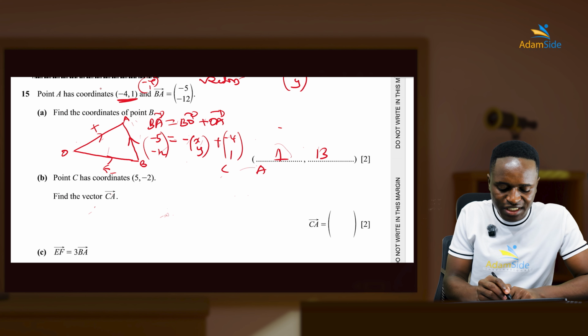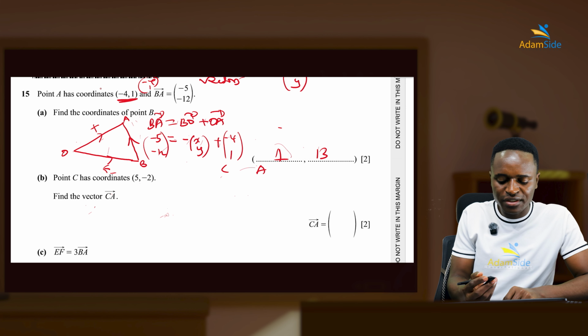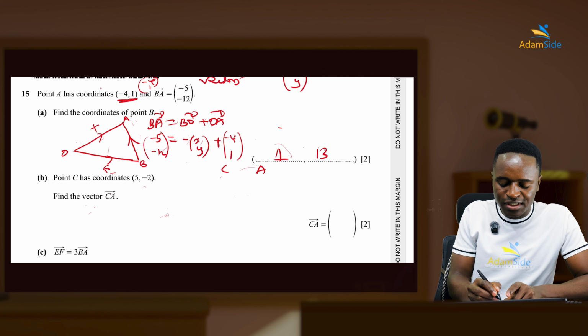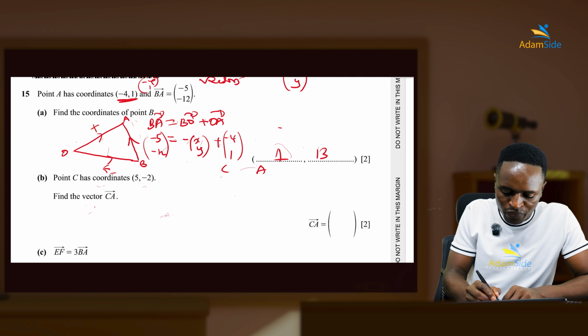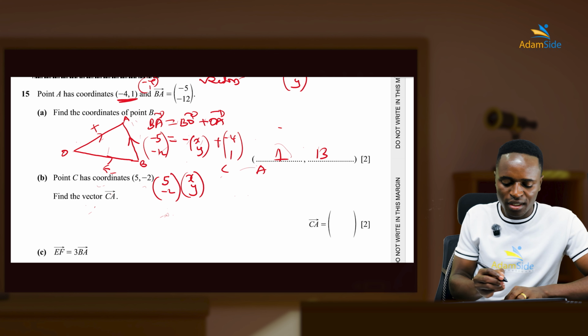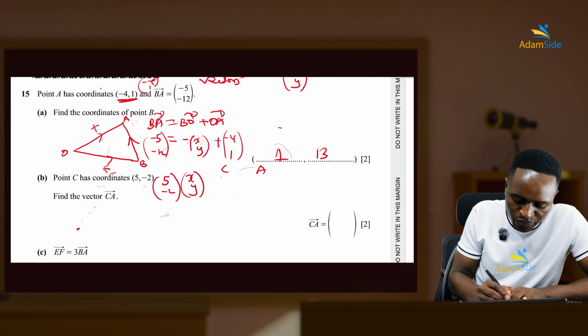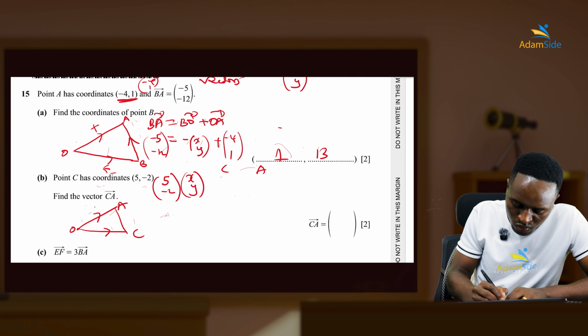B, in the same vector question. Point C has coordinate 5, -2. Find the vector CA. To write point C as coordinate is very simple. You just say 5, -2, because a vector form is always in XY. So write origin. Origin A, then we have C. This is vector A going this side. All this one's positive, but if the vector goes this way, it's negative. So we want vector CA.